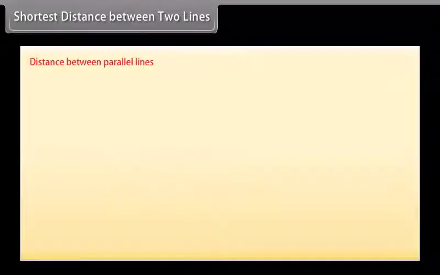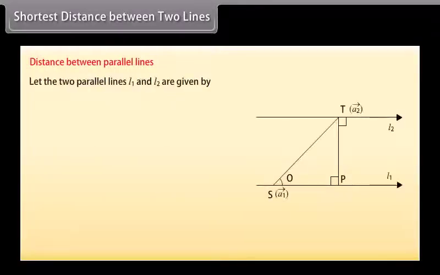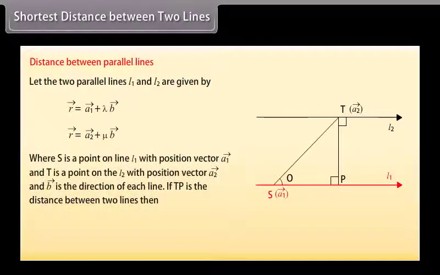Shortest distance between two lines. Distance between parallel lines. Let the two parallel lines L1 and L2 be given by vector r equals vector a1 plus lambda vector b, vector r equals vector a2 plus mu vector b, where S is a point on line L1 with position vector a1 and T is a point on L2 with position vector a2, and vector b is the direction of each line. If TP is the distance between two lines, then TP equals modulus of cross product of vector b and the difference of vector a2 and vector a1, divided by modulus of vector b.